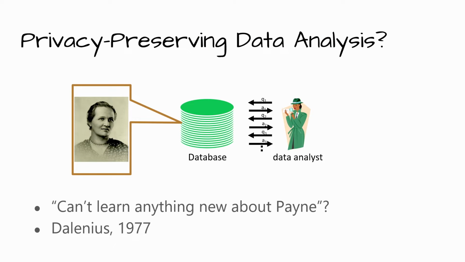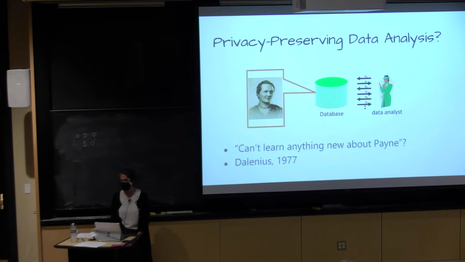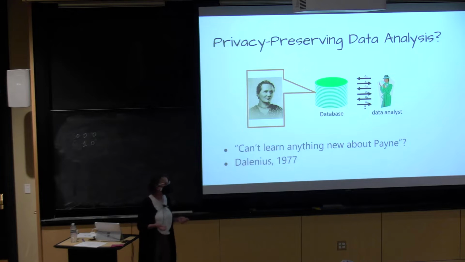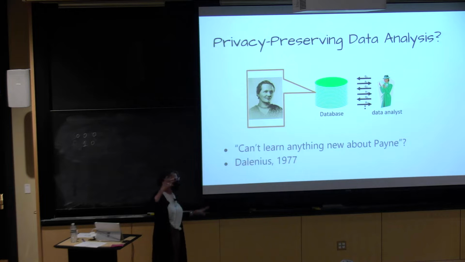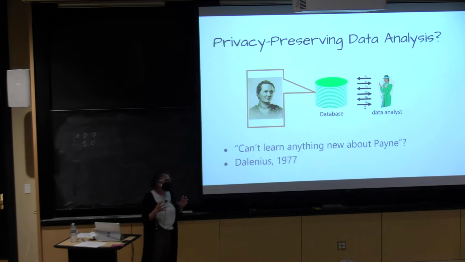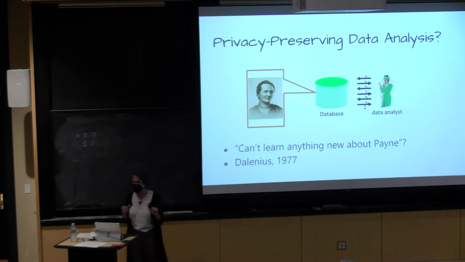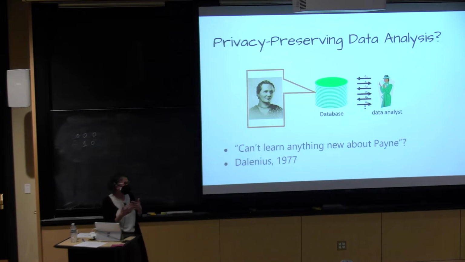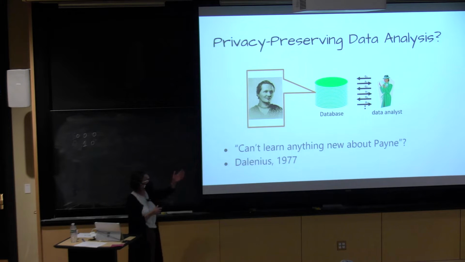So one thing you might say is, you can't learn anything new about Payne-Gaposchkin that you did not know before. Notice that we don't say you can't learn anything about her at all, because there may be lots of information about her that's out in public. She may be a celebrity. She may be an extrovert. But somehow, what Dalenius proposed in 1977 for a statistical data set is that interacting with the data set shouldn't teach you anything new that you couldn't find elsewhere about this person.